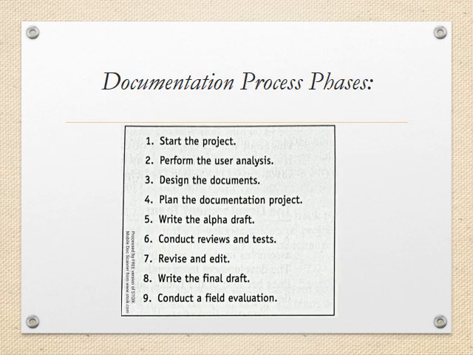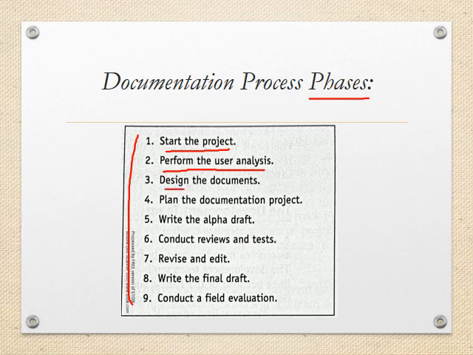Documentation process phases. The documentation process consists of 9 phases. As we said before, the key to producing any quality document is to follow a process. This process consists of: first, start the project, where you identify the idea and perform the user analysis. We completely studied that in chapter 5, and that means we have to understand the user needs, what exactly the user environment is, and what type of document they need, which depends on their goals.